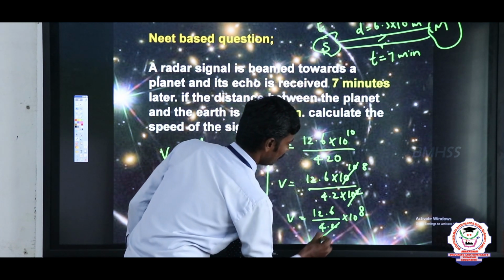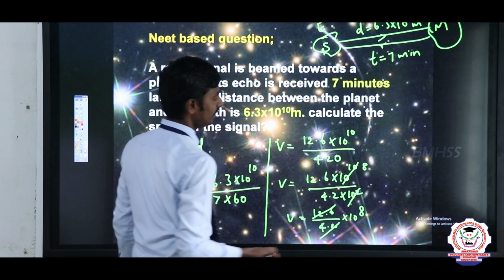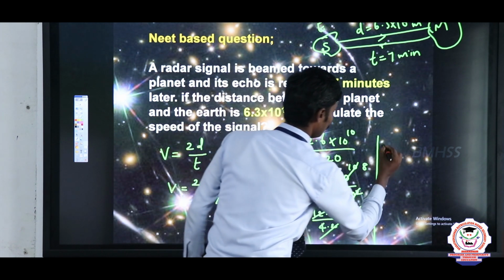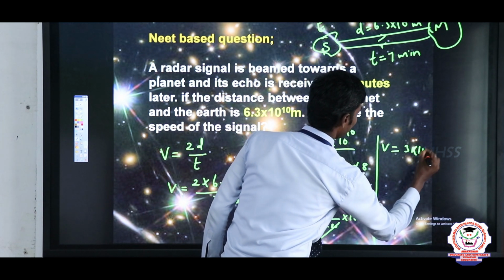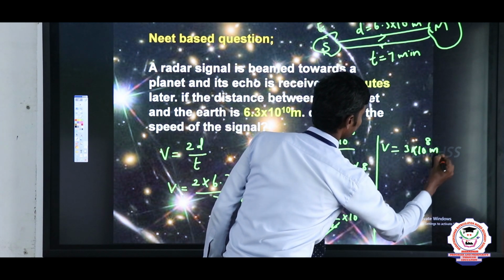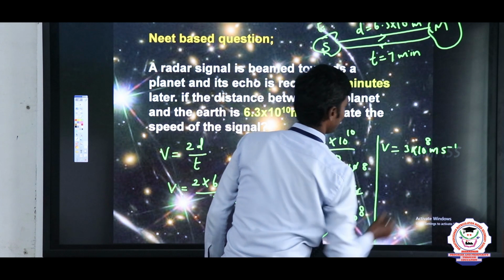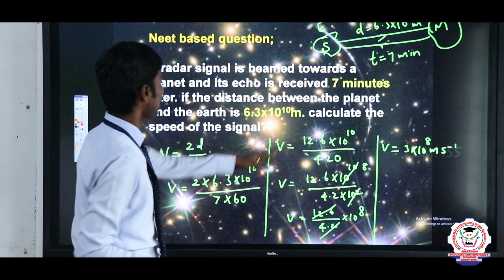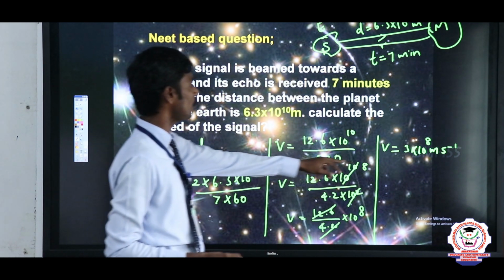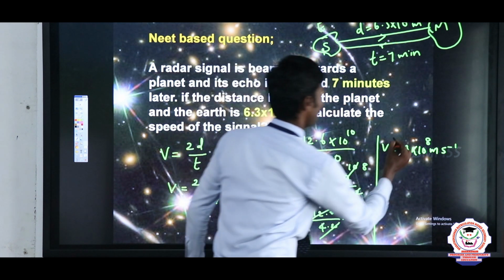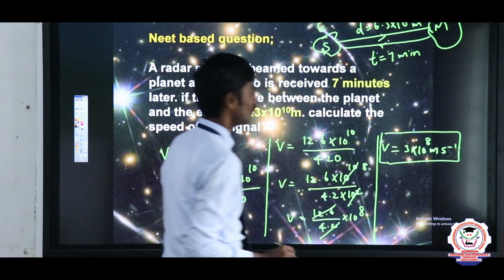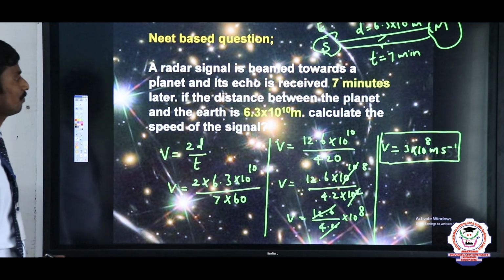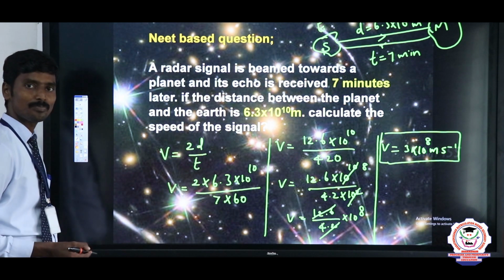So 4.2, 12.6 divided, 3 times. So here b equal to 3 into 10 power 8 meter per second. This is the answer. Calculate the speed of the signal. What is the value? b equal to 3 into 10 power 8 meter per second. This is the speed of the radio waves. Okay? Any doubts?